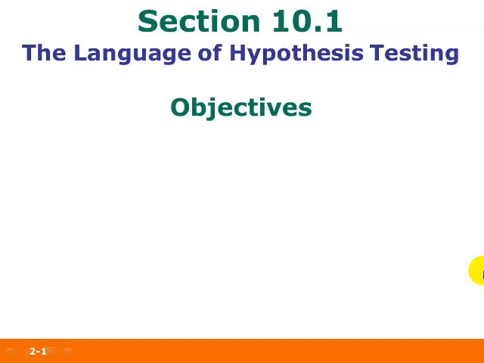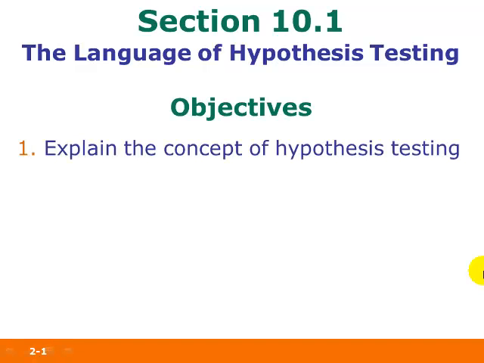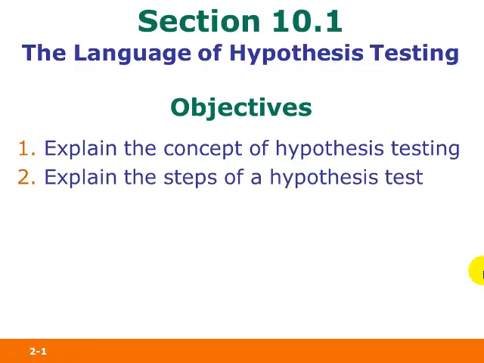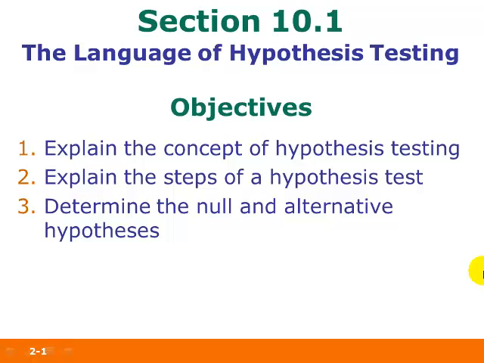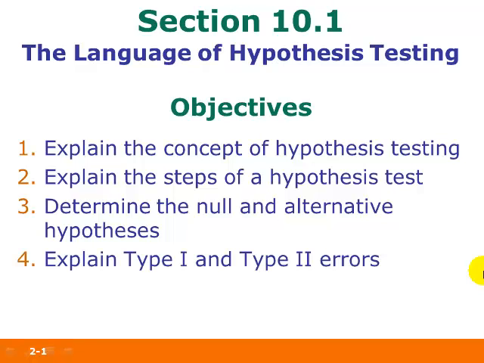The objectives in this section are: 1. Explain the concept of hypothesis testing. 2. Explain the steps of a hypothesis test. 3. Determine the null and alternative hypotheses. And 4. Explain type 1 and type 2 errors.